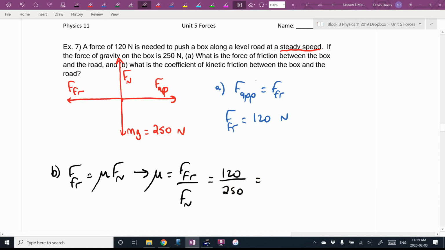So that's going to be 12 divided by 25. Dividing by 25 is the same as multiplying by 4 and dividing by 10. So 4.8, double check me. No, 0.48, sorry, 0.48. I put the decimal in the wrong place.